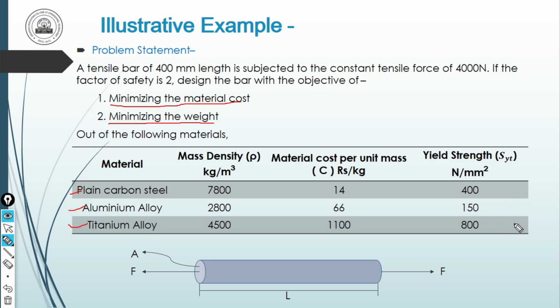But if we go for Johnson's method, we can directly find a material selection group, which will consist of all these values, that is C, rho and SYT.